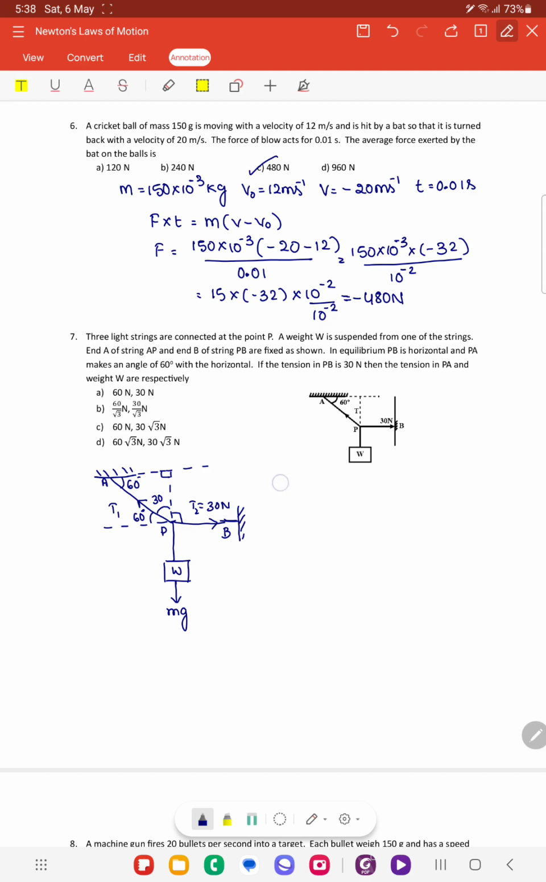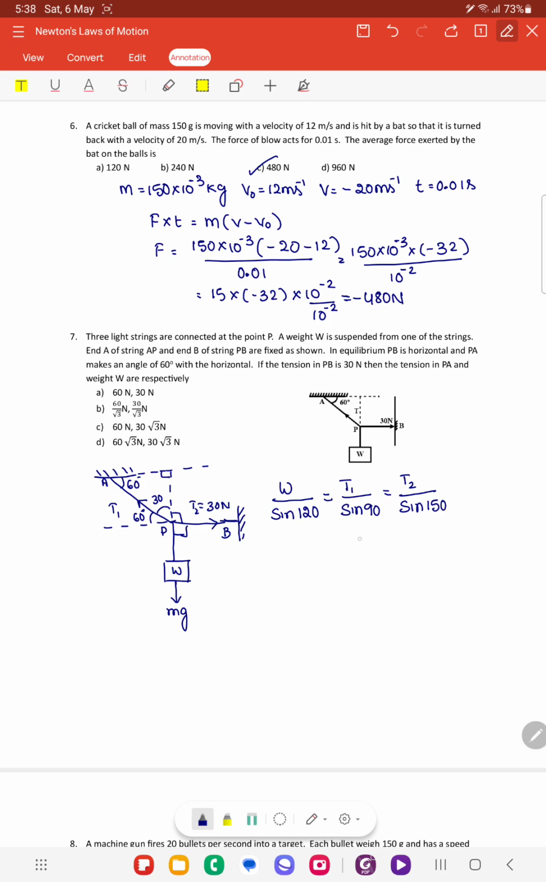So we have the weight W divided by sine of the angle between the other two forces, that is 90 plus 30, that is sine 120, which is equal to T1 divided by sine of the angle between the other two forces, that is 90 degrees, sine 90, which is equal to T2 divided by sine of 90 plus 60, the angle is 150, so it is sine 150.